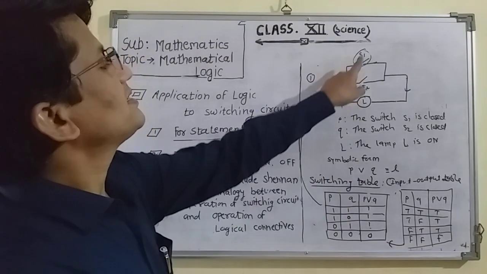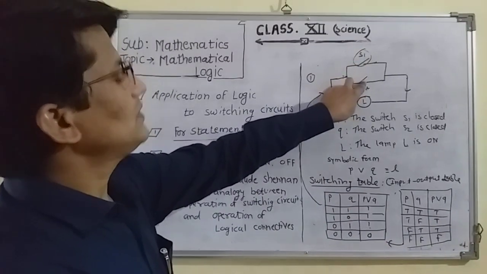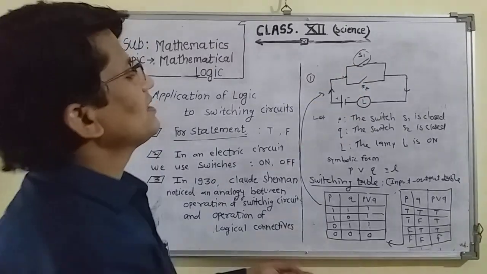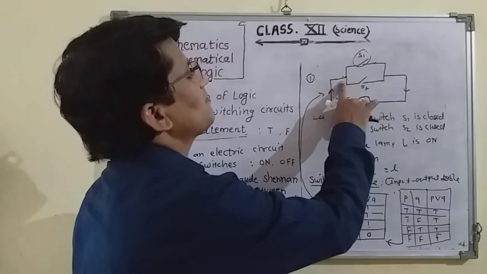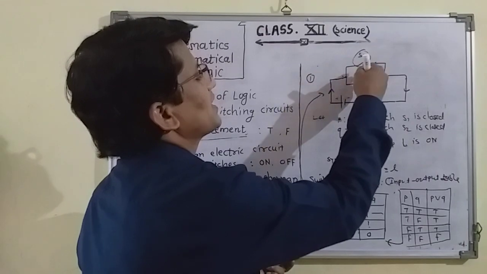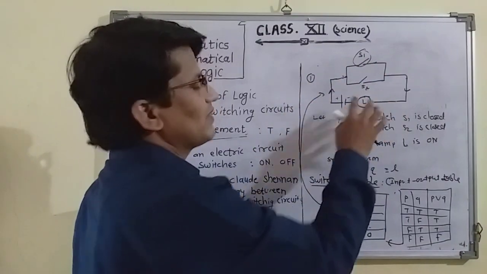Okay. Now see this one, last condition. 0, 0 means this is closed. This is also closed. Means what? Current will come here and will not pass through these 2 points. Means what? The lamp will not glow.